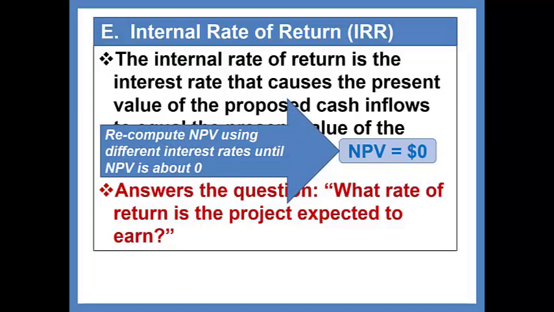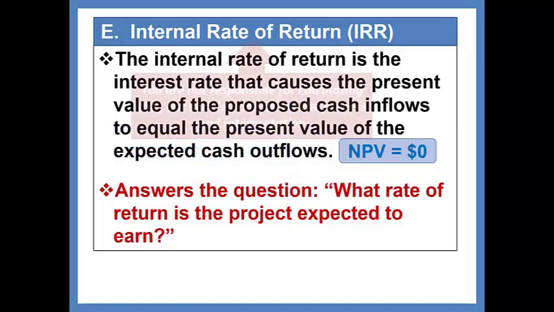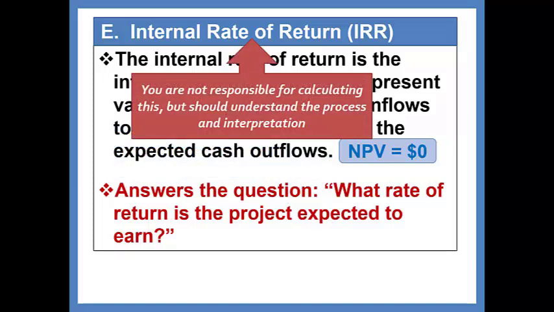Now, to find the internal rate of return, it is a trial and error process. You will recompute net present value using different interest rates until net present value is about zero. Note that you are responsible for understanding the process and the interpretation, but you are not going to have to calculate this on the exam. Because it is trial and error, it can be rather time consuming.